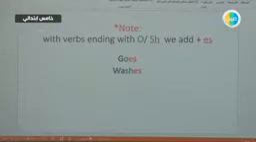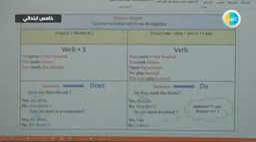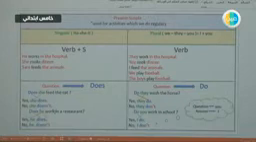And be careful with those verbs. When we add s to the end of those verbs, we add es. When the verb ends with o or sh, I add es. Goes and washes. And again, be careful here with the verb. When we say does, we don't have s in the verb. We have does, so we don't have the s in the verb, okay?